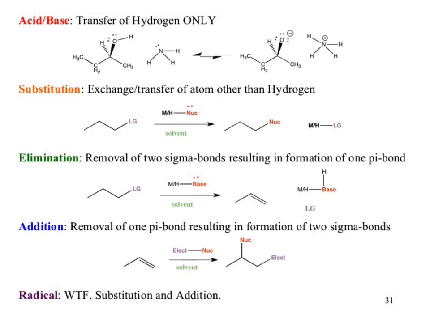You could look at this convenient, handy-dandy slide that summarizes the results. And in an addition reaction, what do we start with? A pi bond. Do we start with a pi bond in an elimination? How about a substitution? How about in an acid base? No. Okay, which means if I see a pi bond, addition.